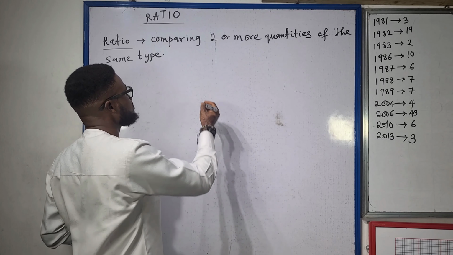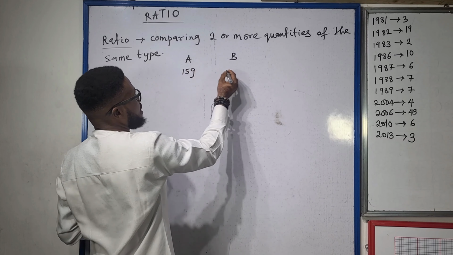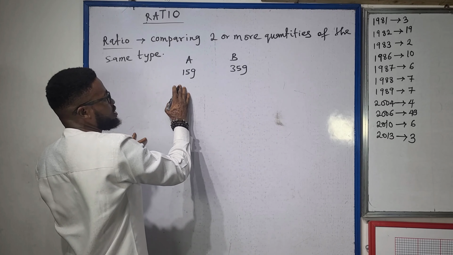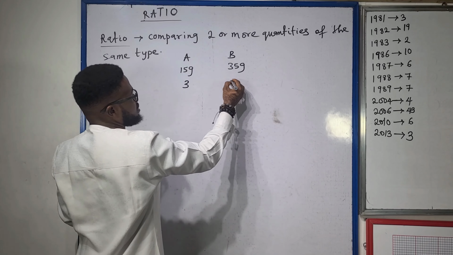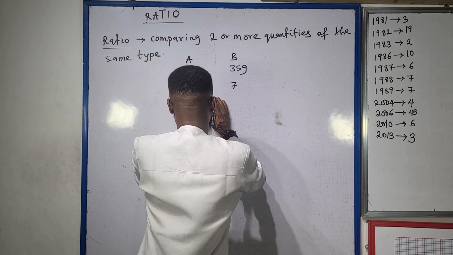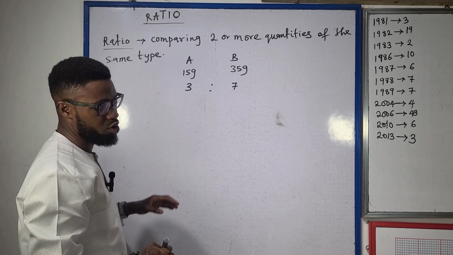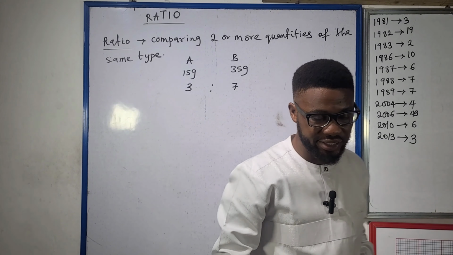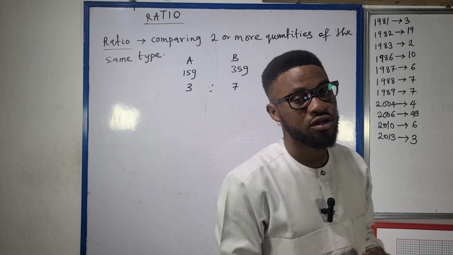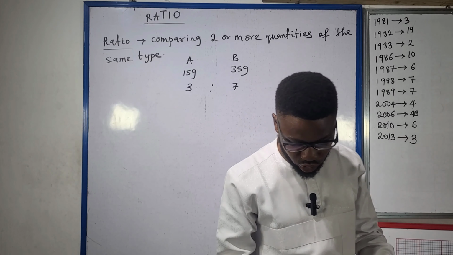Imagine we have A and B, and this is 15 gram and this is 35 gram. Comparing this and this, 5 can go in here. This is going to mean 3. This is going to mean 7. So when we compare the size of A and B here, it's going to be read as 3:7. So basically, when we talk about ratio, we are trying to compare quantities of the same type. With that said, let's quickly get into solving some UTME questions that relate to ratio.